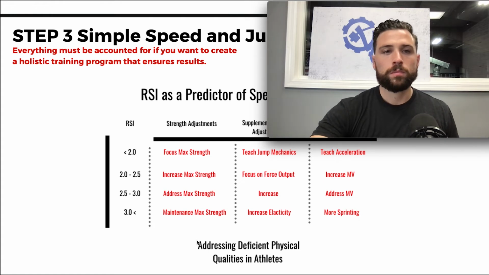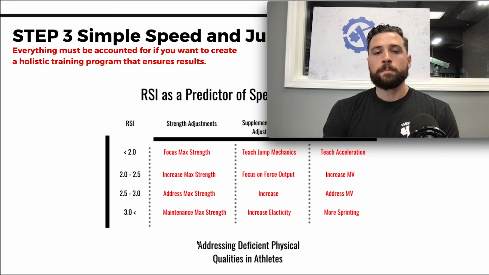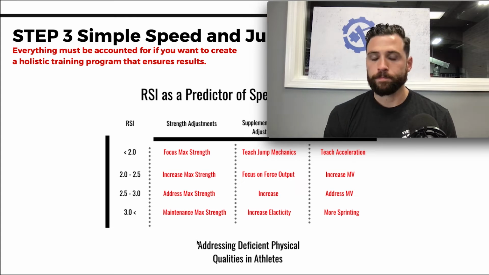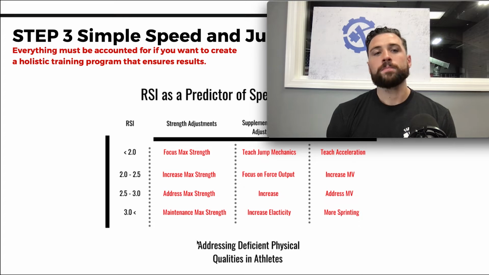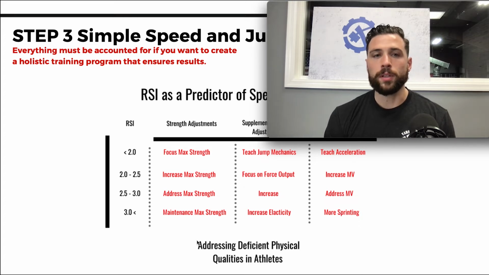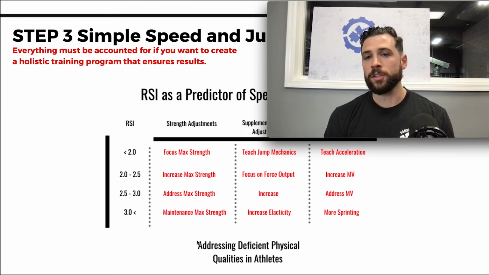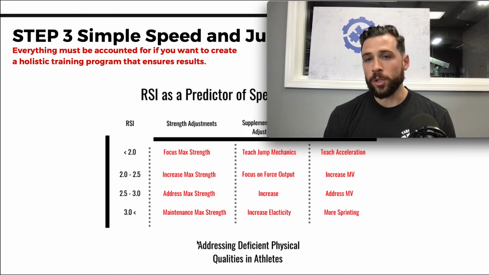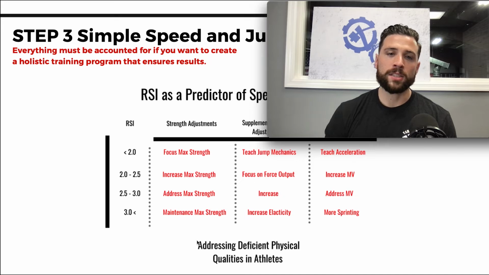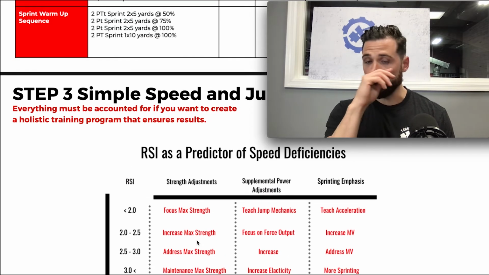Now, step 3, speed and jump profiling. It's important to note, if you don't have access to technology, this is irrelevant. But if you'd like to deep dive this a little bit more, then this is something that would be a very useful tool for you. So we use the G-Flight, and we also have a jump mat. But the G-Flight is a very inexpensive tool, and we use on the G-Flight an RSI test, a reactive strength index, as a predictor of speed deficiencies.